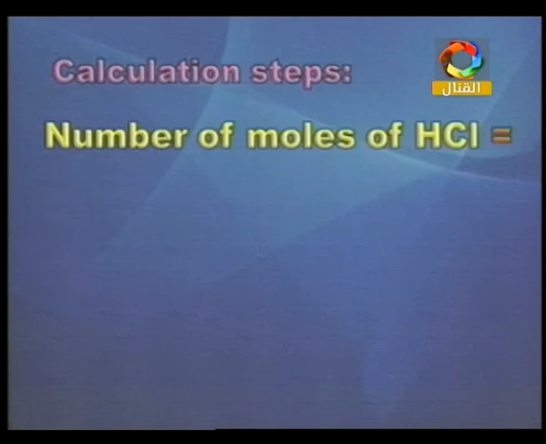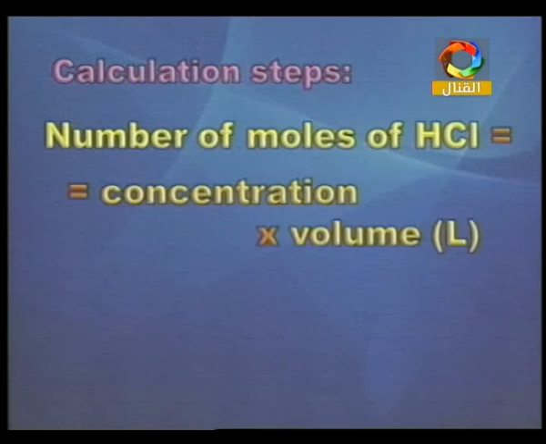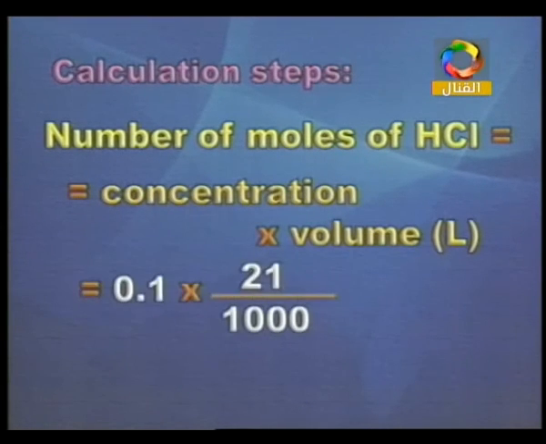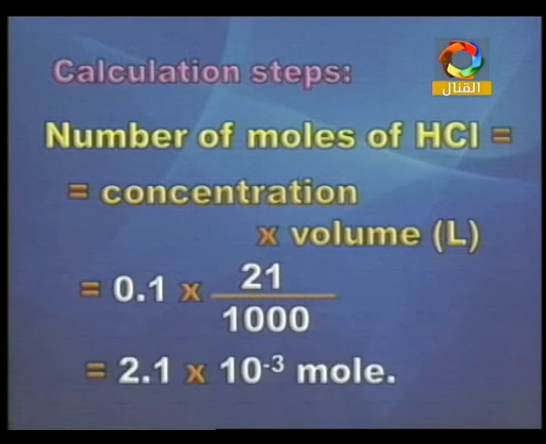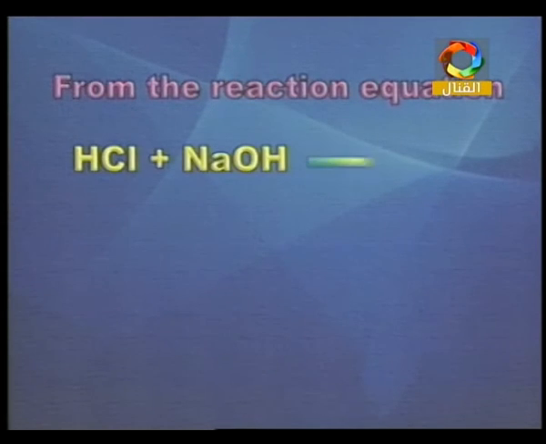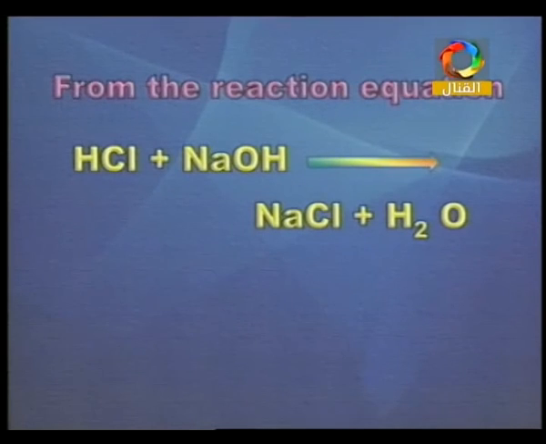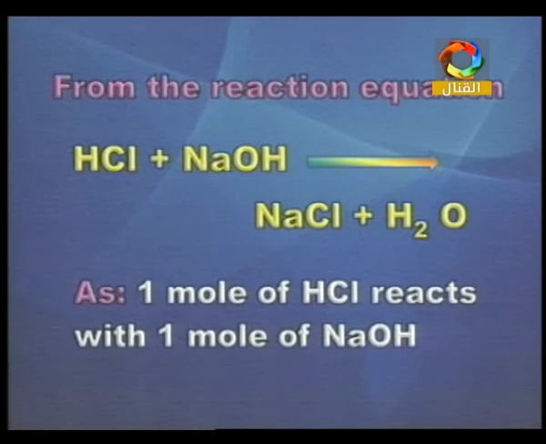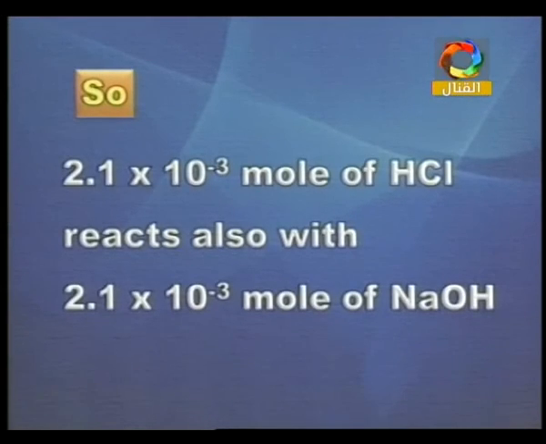The calculation steps: number of moles of HCl equals concentration times the volume. So 0.1 times 21 over 1000, to change it into liter, it equals 2.1 times 10 power negative 3 mole. From the reaction equation, HCl plus NaOH gives NaCl plus H2O. As 1 mole of HCl reacts with 1 mole of NaOH, so 2.1 times 10 power negative 3 mole of HCl reacts also with 2.1 times 10 power negative 3 mole of NaOH.